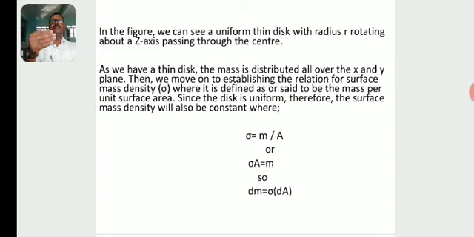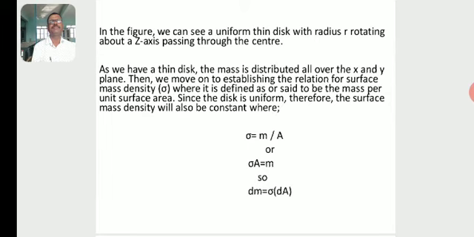We know volume density, surface density and linear density. Volume density is mass by volume, surface density is mass by area, linear density is mass by length. So here sigma is equal to m by A, mass by area, that gives the surface density. Then by cross multiplication we get sigma A is equal to m.